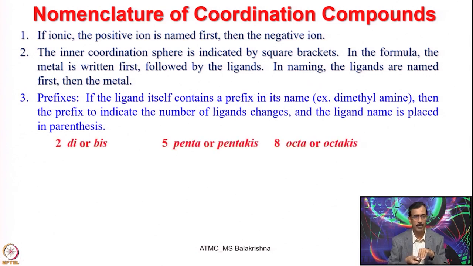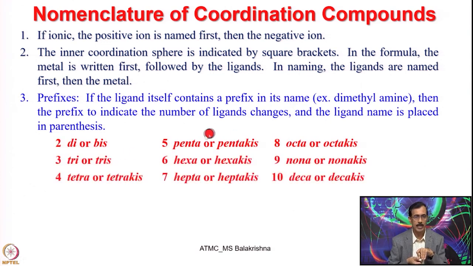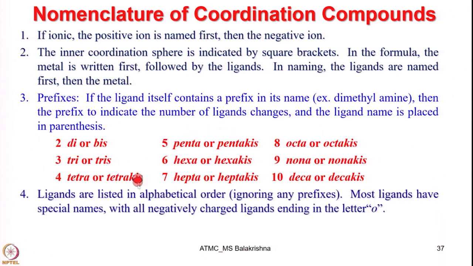For 2, instead of di, use bis, and for 3, instead of tri, use tris. For 4, instead of tetra, use tetrakis, for 5 pentakis, 6 hexakis, 7 heptakis, 8 octakis, 9 nonakis, and 10 decakis. Ligands are listed in alphabetical order ignoring any prefix. You should remember, irrespective of how many ligands are there, the first letter of the ligand name is considered while naming them in alphabetical order.